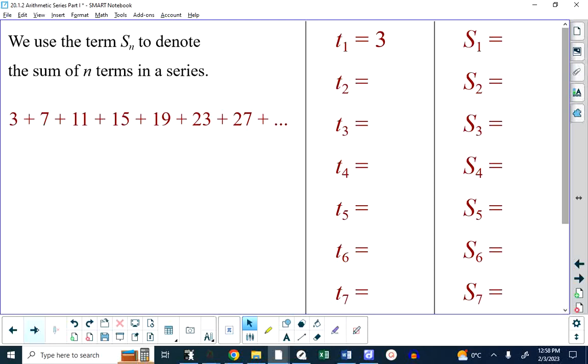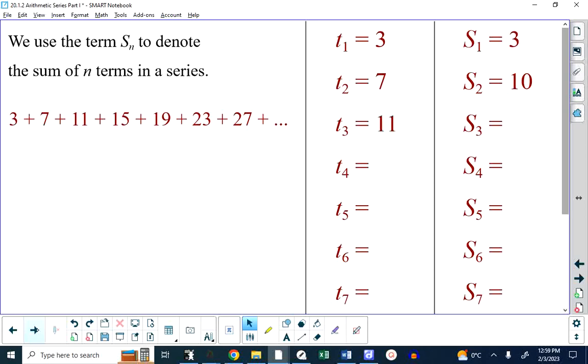Okay. If I said S1, the grammar here is tortured. S1 is the sum of the first term of the series. That doesn't sound right, but what it means is if you add up the first term, what do you get? Well, you get the first term. You get 3. There's nothing to add. If I say, what is T2? You look up here and you say, well, T2 is 7. That's pretty obvious. Now, what is S2? S2 is the sum of the first 2 terms. It's going to be 10. So S is a running total of everything, and T is just that particular term in that position.